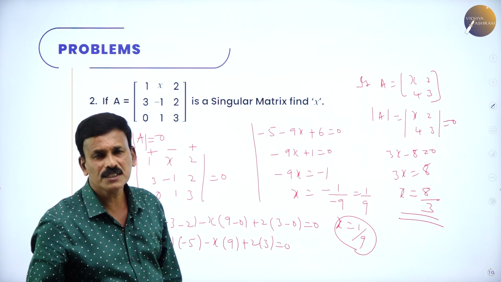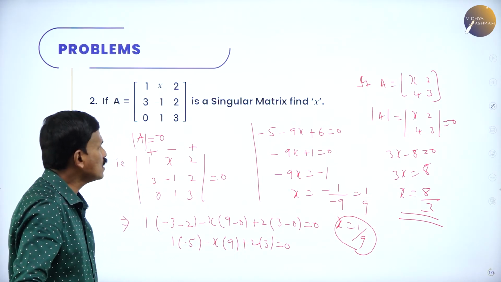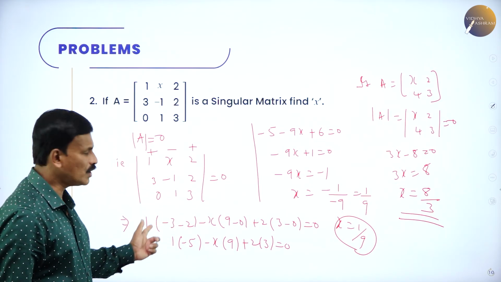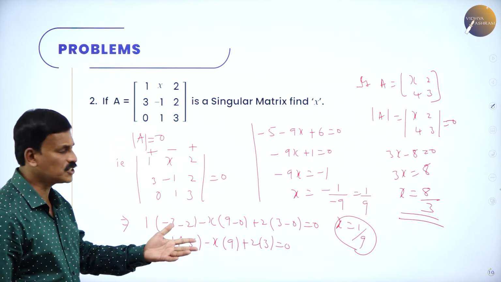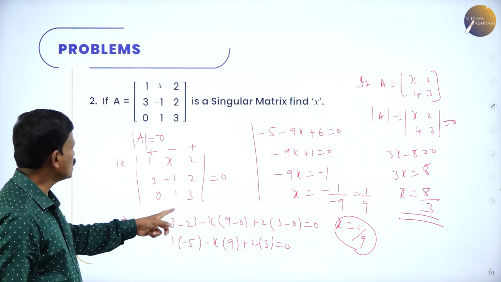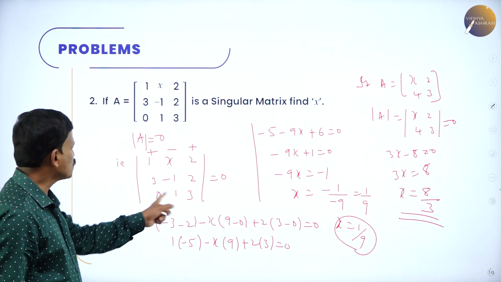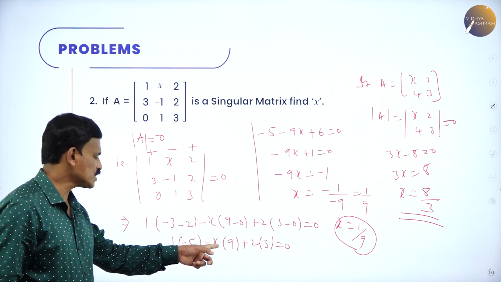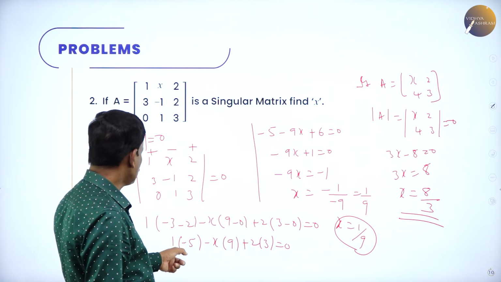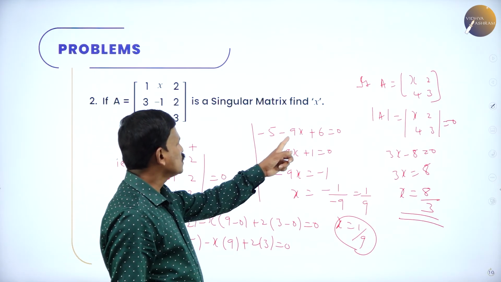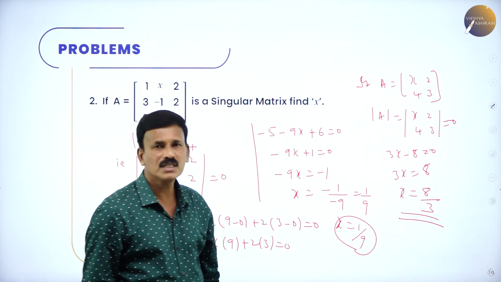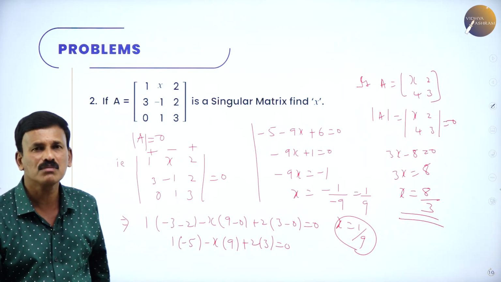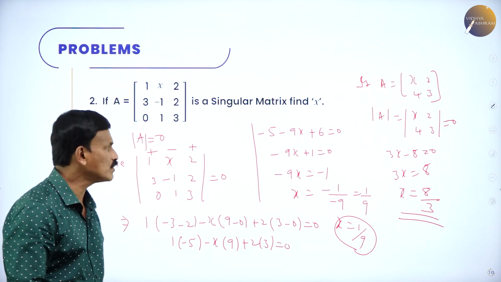This is a 2 marks question. Very easy. Since it is a singular matrix, the determinant of A is equal to 0. Equate the determinant to 0 and expand it with respect to the first row. You know the expansion. 1 into minus 3 minus 2, minus x into 3 threes are 9 minus 0, plus 2 into 3 ones are 3 minus 0. Minus 3 minus 2 is minus 5, 9 minus 0 is 9, 3 minus 0 is 3, so minus 5 minus 9x plus 6, so 6 minus 5 is plus 1, then minus 9x is equal to minus 1, and x is equal to minus 1 by minus 9, which is plus 1 by 9.